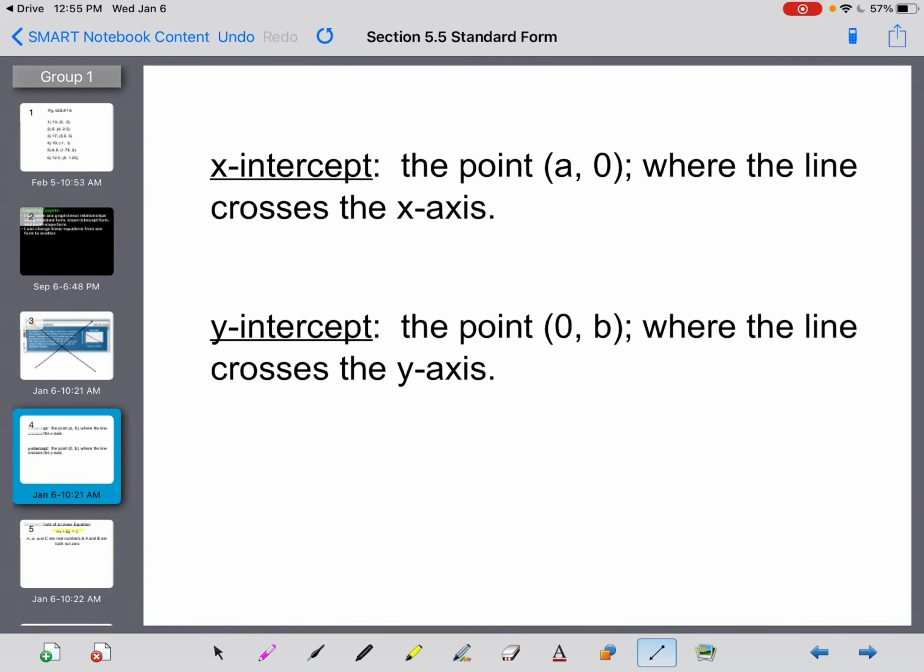Okay, starting with vocab, we have the x-intercept, which is the point where the line crosses the x-axis. That ordered pair is always going to be some number and then 0, because we're going over somewhere on the x-axis, but we're not moving up and down on the y-axis, so that's where we get the 0. The y-intercept is the point where the line crosses the y-axis, and that one's always going to be 0 and then a number, because we're not moving left to right, but we are moving up or down on that y-axis.